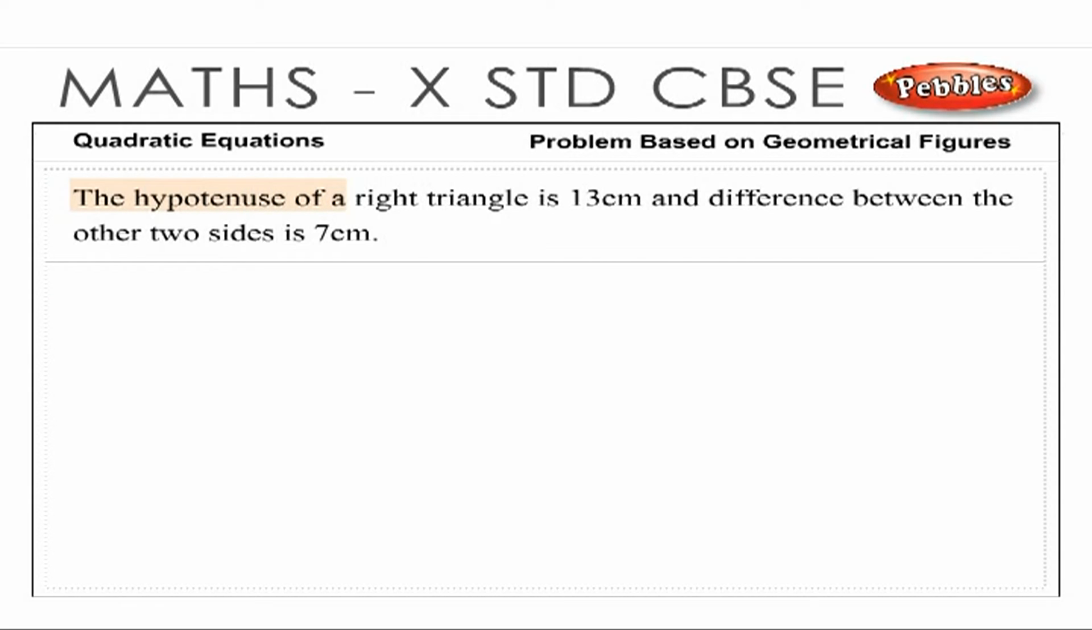The hypotenuse of a right triangle is 13 cm and the difference between the other two sides is 7 cm. Solution.